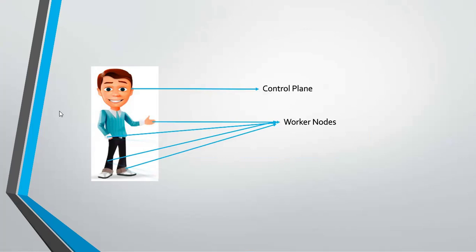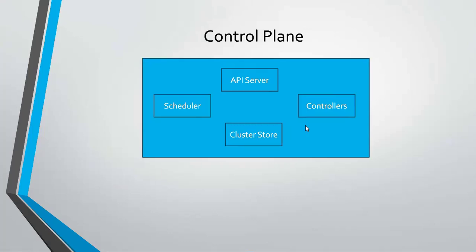Again, there are some parts we will have under the control plane and worker nodes. Inside the control plane, that means inside the head, to manage all your body parts you have different parts inside the brain, right? Like that, in the control plane we also have multiple services. What are those? API server, scheduler, controllers, and cluster store. These four are the very important components under the control plane.